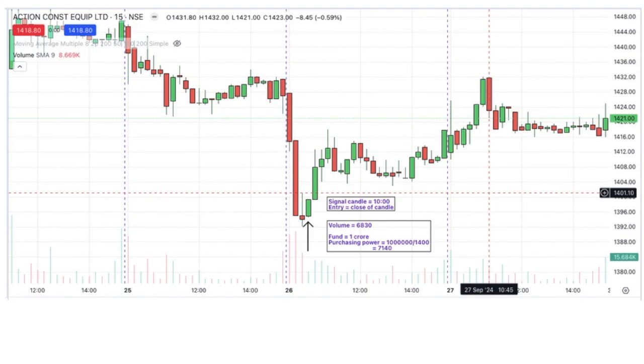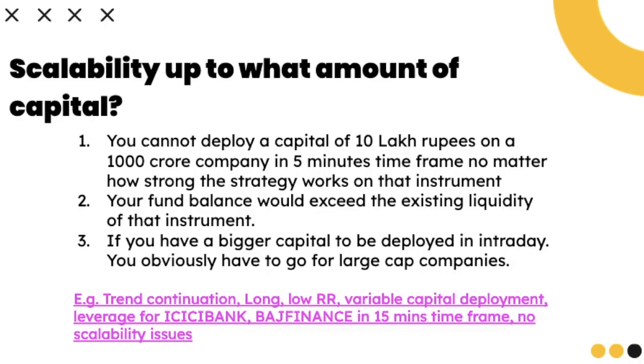And if you have a fund of 1 crore rupees, your purchasing power is 7,140. So you can buy 7,140 shares, but the entire volume in a single candle is only 6,800. So if you buy the entire volume in one single candle, you are the one who is going to drive the price. Okay, so you cannot trade any instrument with all the capital you have, because there is a problem with the liquidity. So when you have a higher capital, you might want to restrict yourself to large cap companies.